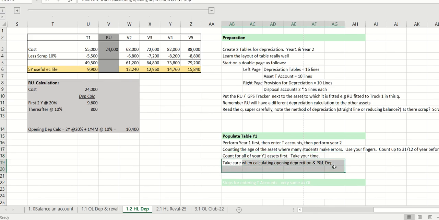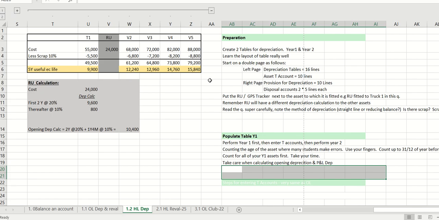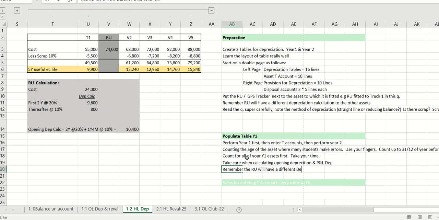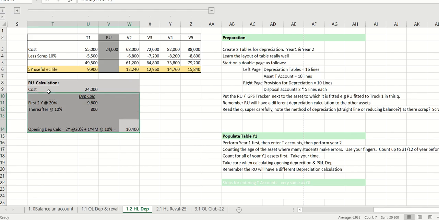Take care when calculating the depreciation for the P&L. That was very tricky this time around because you had to deduct the scrap. It wasn't a straightforward multiply by 10%. And then just remember the RU will have a different depreciation calc, so just tackle that separately. Do all the others first, do the RU then, and then you'll be great.